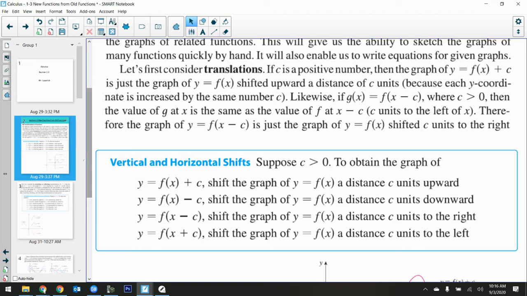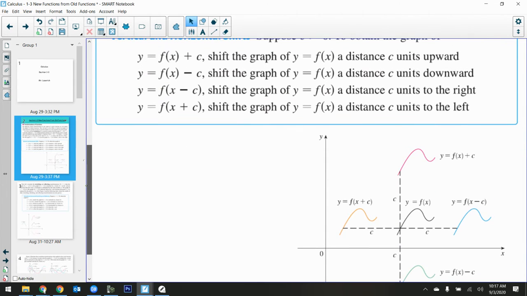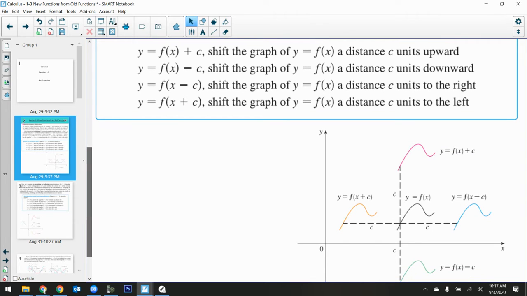And this is addition and subtraction here. The catch is horizontal is always weird, in that if you have an x minus 4 on the inside of the parentheses, that's actually going to move to the right 4. X plus 4 inside the parentheses will actually move to the left 4. So this is just a diagram showing you a generic function and how it translates.